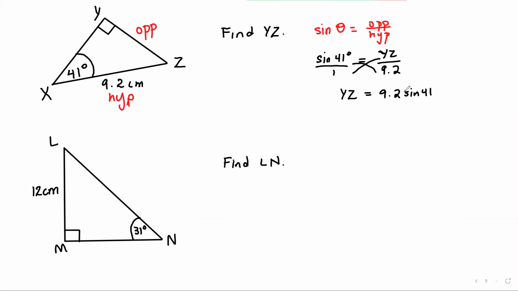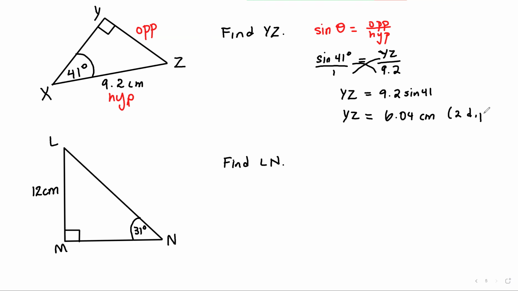Did you end up doing that? 9.2 times sine of 41. What did you get? I got 6.0. Are you sure that's what you saw? I forgot the point. Yes, good. So it'll be 6.04 centimeters if we take it to two decimal places.